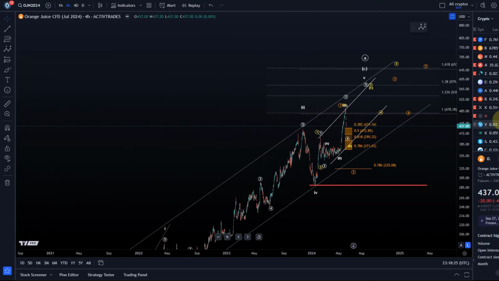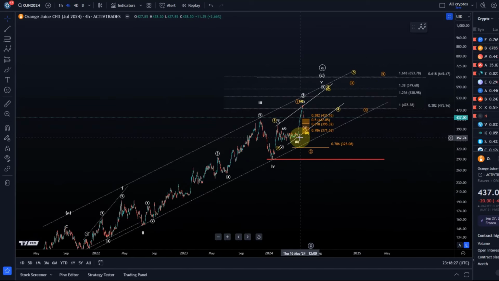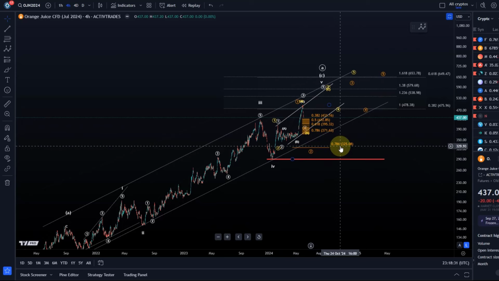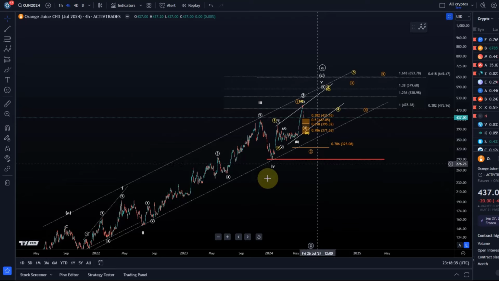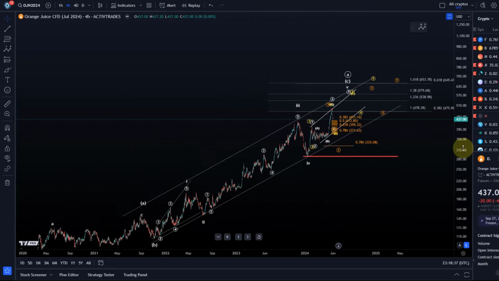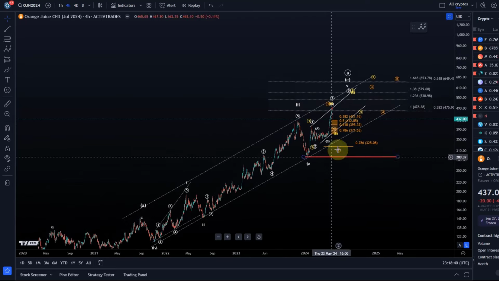Which means below 371, be on the side of caution. A long-term top could be in. Below 325, it's most likely in. Below 288, it would be confirmed. But you see, we also have this trend channel here. So in any pullback, ideally, we're holding within the trend channel.